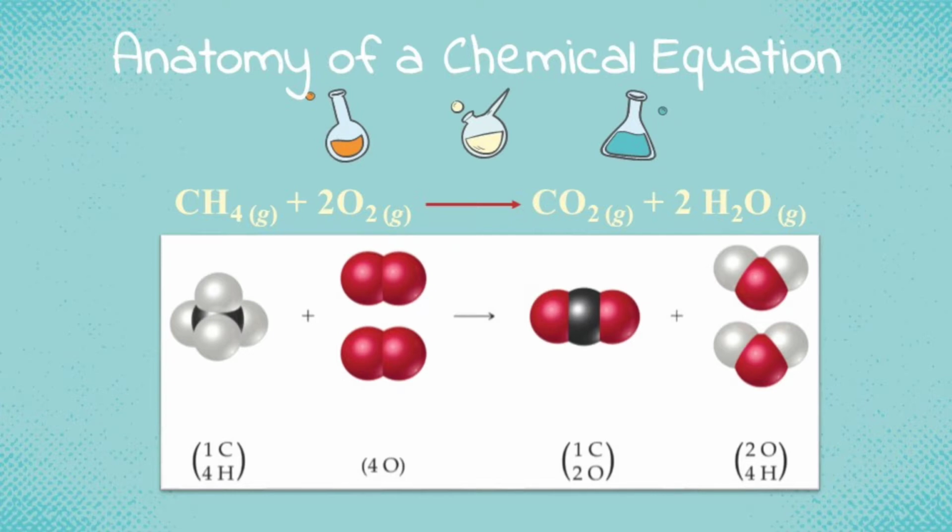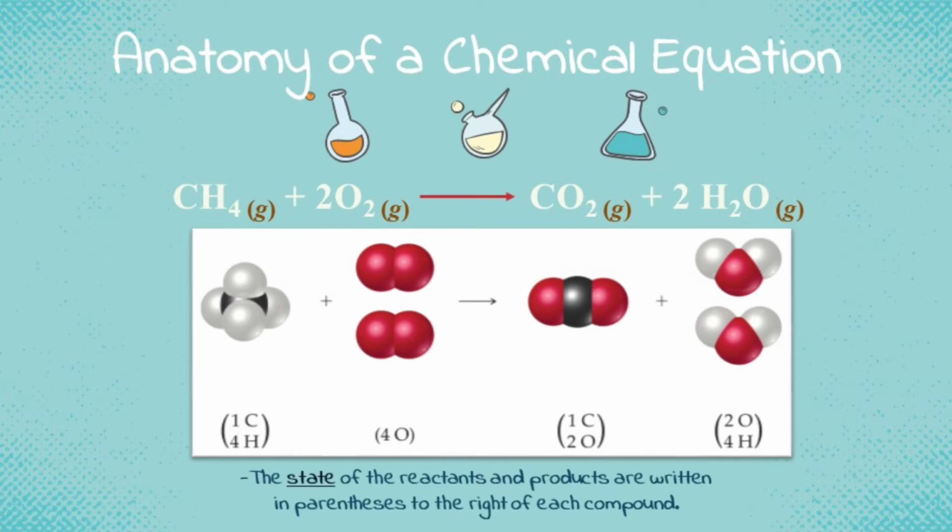The state of matter of each compound or molecule is indicated in subscript next to the compound by an abbreviation in parentheses. For example, a compound in the gas state would be indicated by (g), solid as (s), liquid as (l), and aqueous as (aq). Aqueous means dissolved in water. It is a common state of matter for acids, bases, and dissolved ionic compounds.